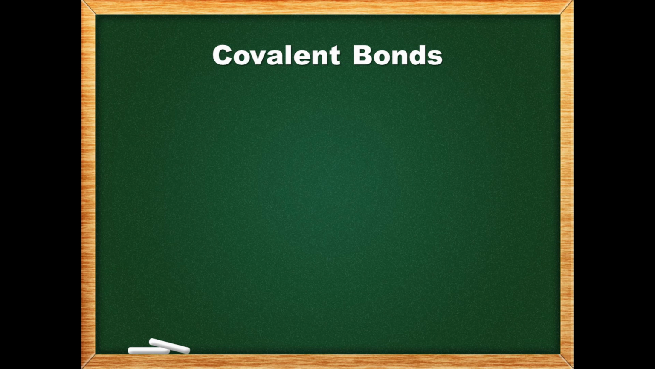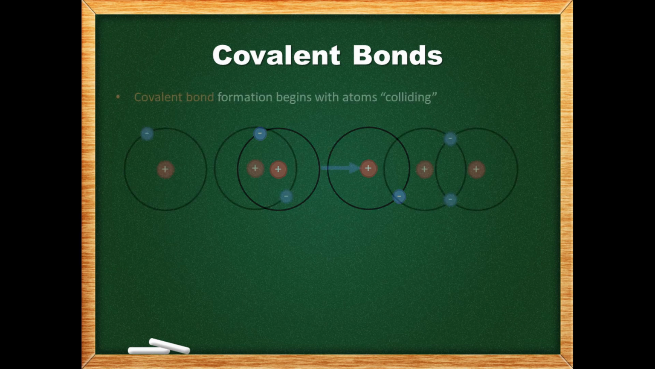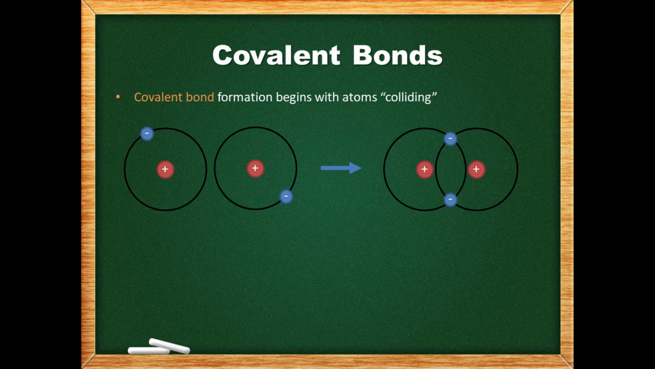Next, we'll take a look at covalent bonds. Recall that atoms consist of a negative cloud of electrons surrounding and attracted to a positive nucleus. The same electrostatic forces of attraction and repulsion within atoms, which influence properties such as atomic size, ionization energy, and electronegativity, play a role whenever atoms bond together. Bond formation begins with atoms colliding. To illustrate this, we'll look at two hydrogen atoms.